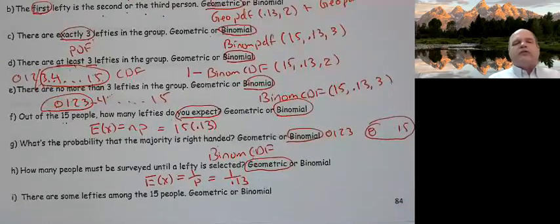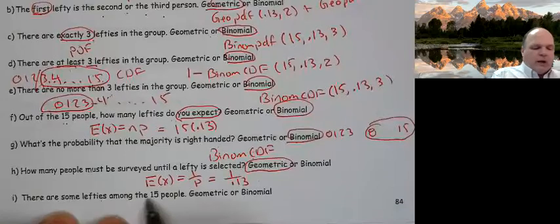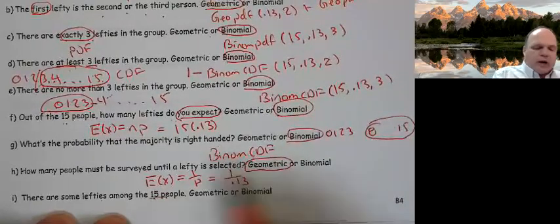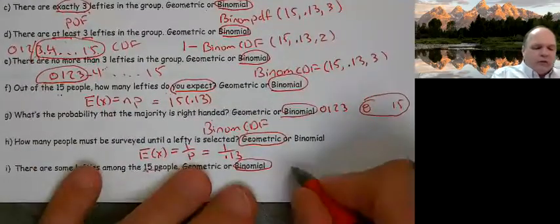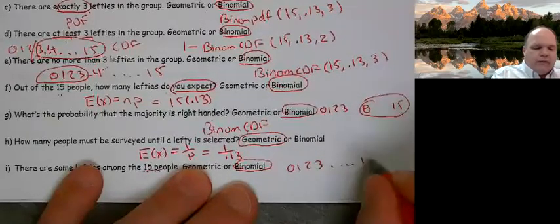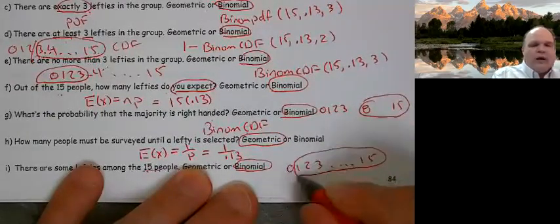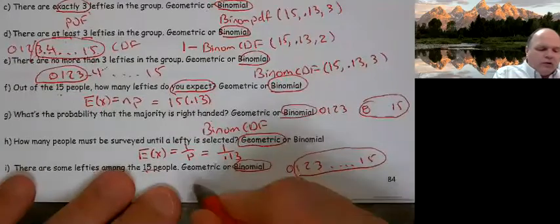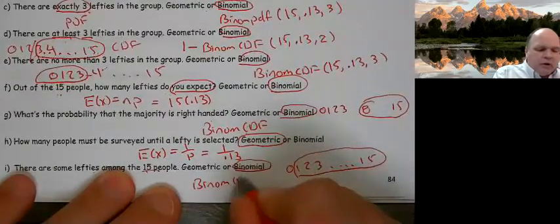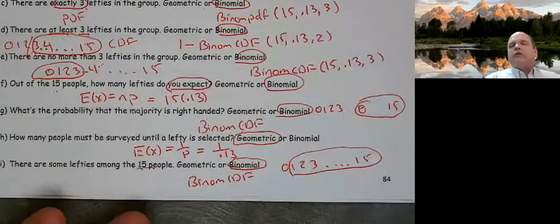What's the probability that there are some lefties among the 15 people? All right, this means we have more than one, and we have a specific number of trials. This makes this the binomial, and we need some. We could have 0, 1, 2, 3, all the way up to 15. So anything greater than 1 would be some. Some might say it's greater than 2, but regardless, we have multiple values. So since we have multiple values, this would be a binomial CDF. So that gives us the difference between a geometric and a binomial. All right.